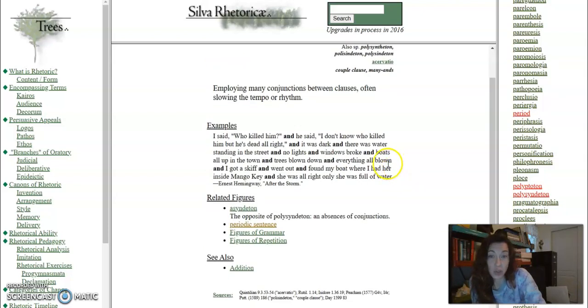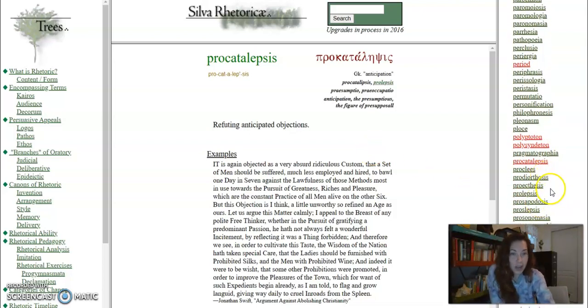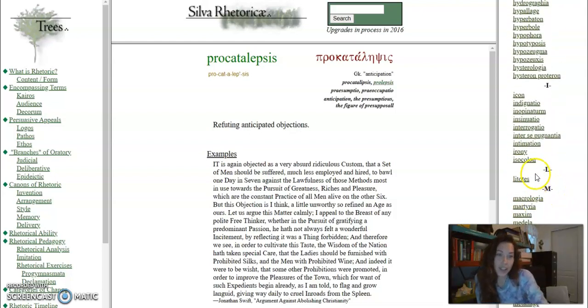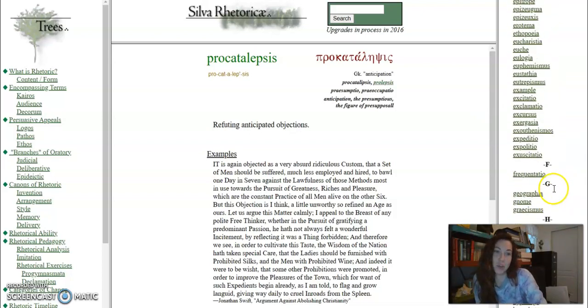This one is when you use a lot of conjunctions to create a different type of rhythm. Polysyndeton. So procatalepsis is when you ask and answer a question really quickly. And these are just the P's, right? So if you want to use the Greek rhetorical terms and figures, go for it. That would be awesome. But you don't have to.